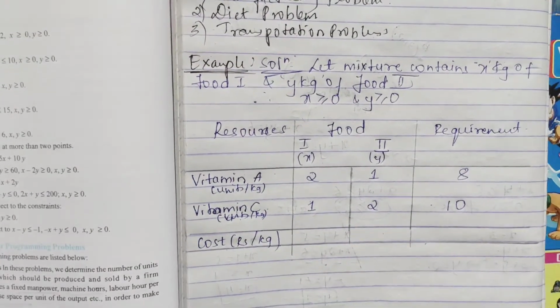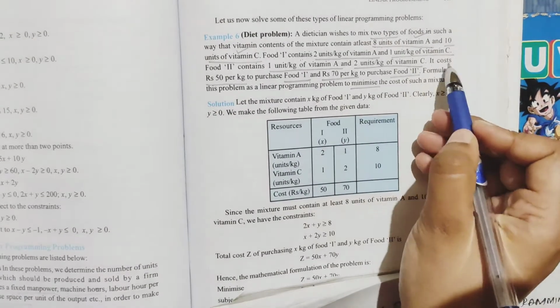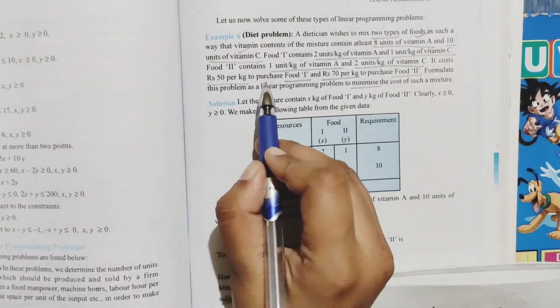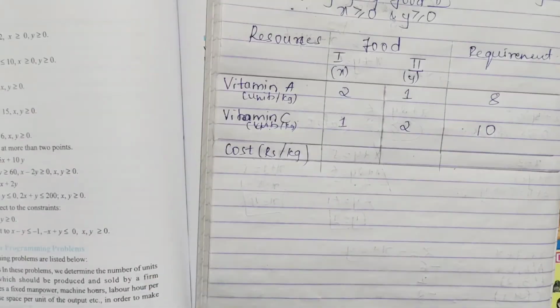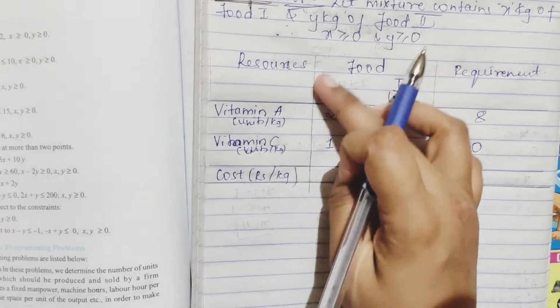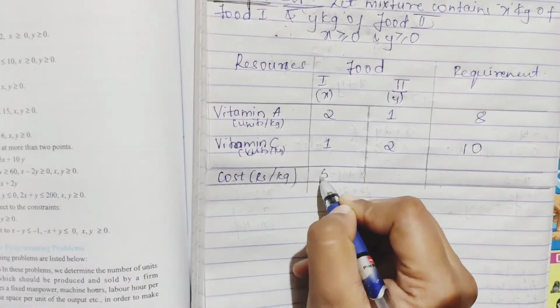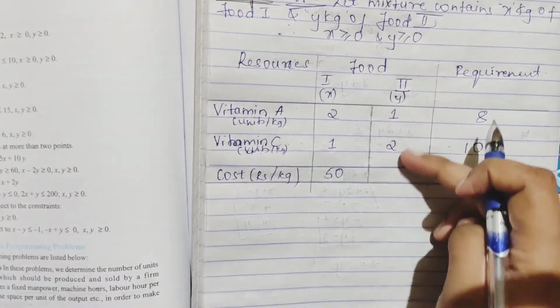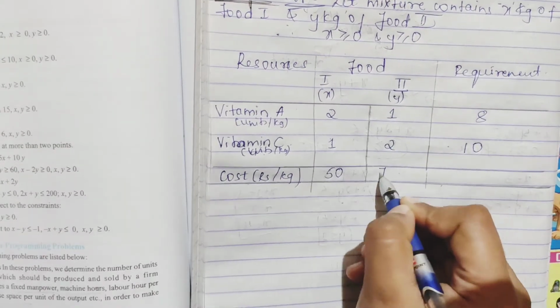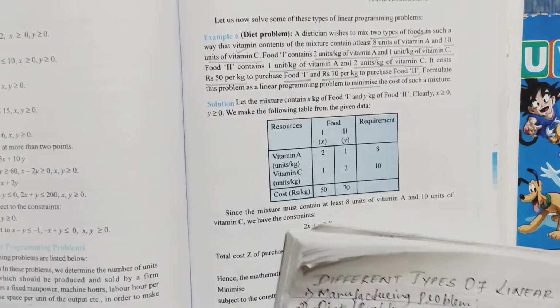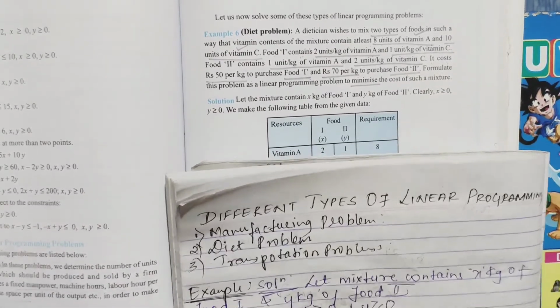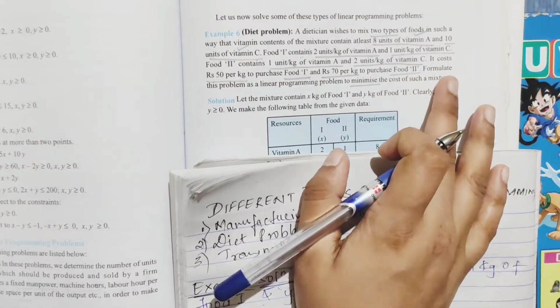Next we will see the cost, what they are telling. It costs rupees 50 per kg to purchase food 1 and 70 per kg to purchase food 2. So to purchase food type 1 it costs rupees 50, and to purchase food type 2 it costs rupees 70, right? 50, 70, and this much only they have given.